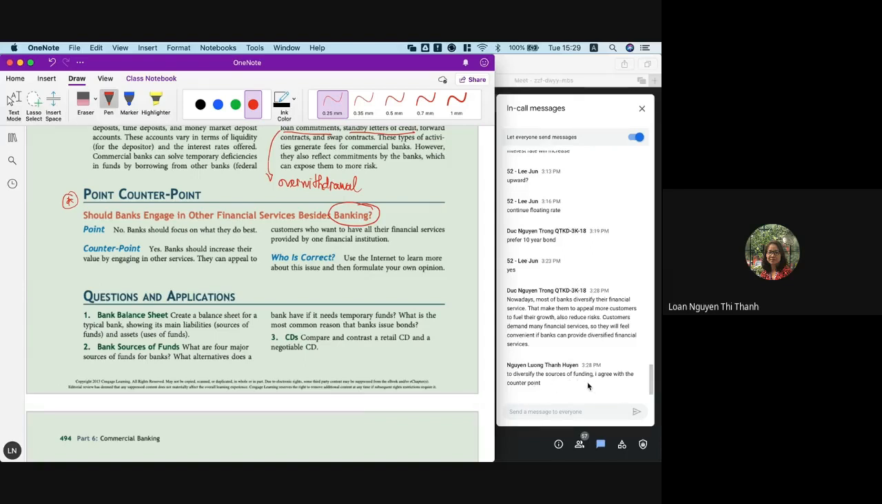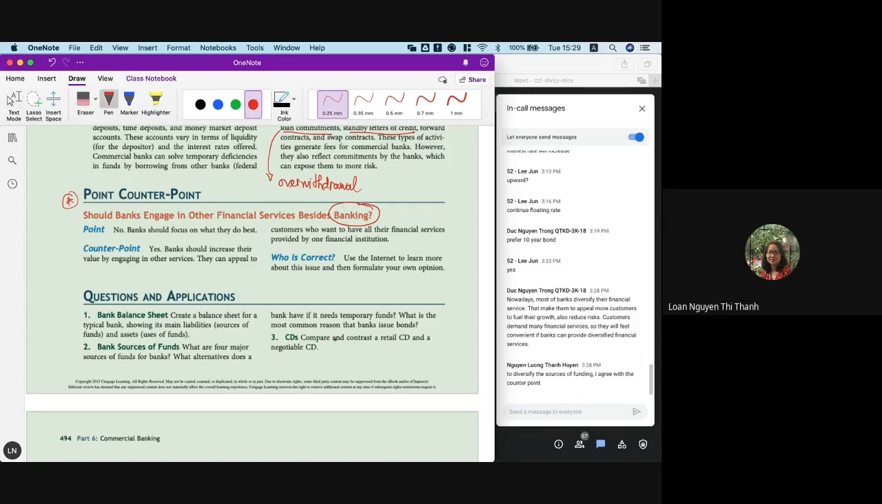To diversify the sources of funding, I agree with the counterpoint. Not a kind of sources of funding. Sources of funding. Yes. What do you mean by diversify the sources of funding? You agree with the counterpoint. Banks should increase or diversify or have more services. But what happened to diversifying the sources of funding, Huyền?